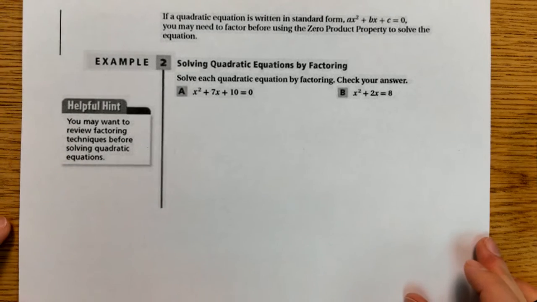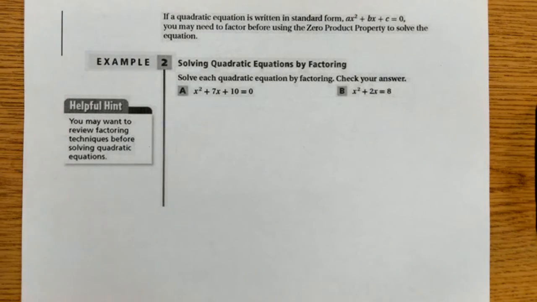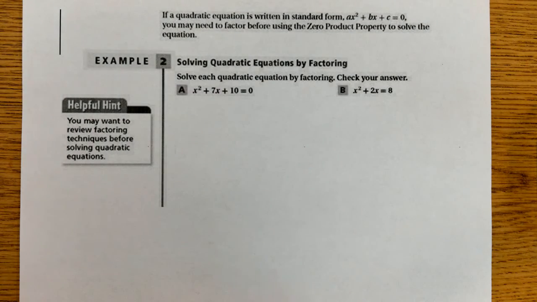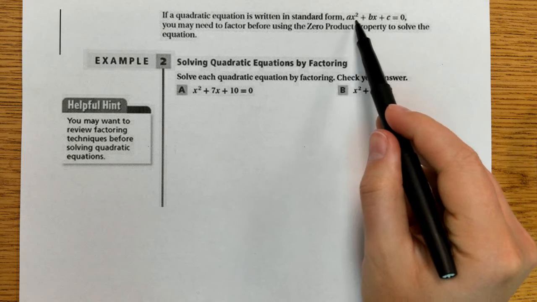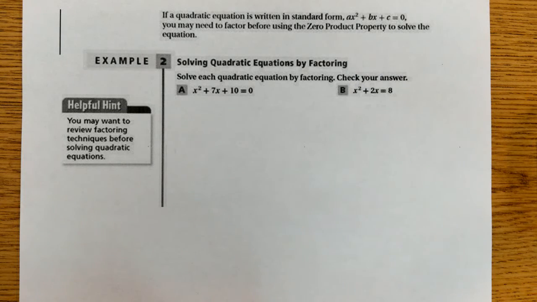Now we're going to go ahead and look at example 2. If a quadratic equation is written in standard form, that's ax squared plus bx plus c equals 0, you may need to factor before using the zero product property to solve the equation. So in example 2, we have to factor first. Then we'll be able to set each factor equal to 0 to solve for the solutions. Some of these you'll have to rewrite in standard form first, so make sure it's in the form ax squared plus bx plus c before you try to factor.